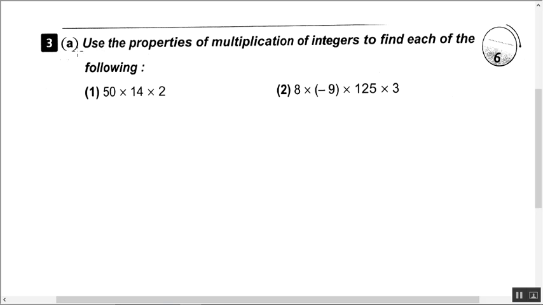Question number 3, he said use the properties of multiplication of integers to find each of the following. Question number A, he said 50 times 14 times 2. Here we can use the commutative property. What's the meaning of commutative property? Here we have 50 and here 2. We can take 50 times 2. After that we'll say times 14.